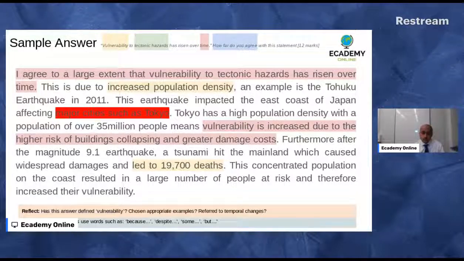Now, an appropriate example has been chosen, and a couple of you have already mentioned that, right? But there's clearly a lack of understanding of the actual impacts, right? So it talks about lots of different things. So vulnerability is increased due to high risk of buildings collapsing and crater damage costs. Okay, but what is the actual damage? What are the actual buildings that collapse? Or what was the total cost of the collapse of that in Tokyo, right?